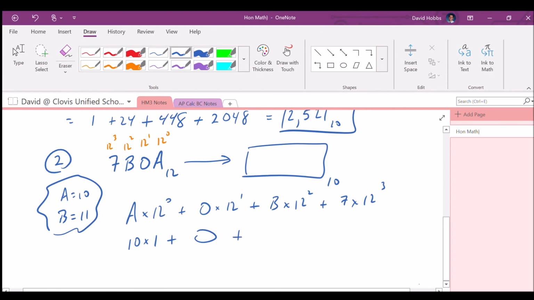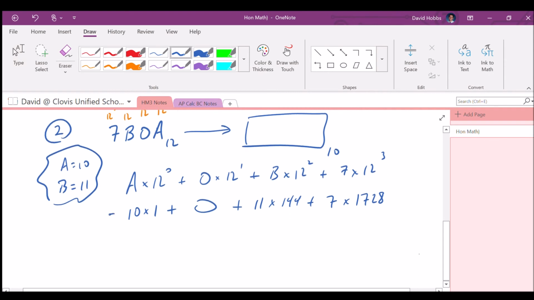What is B really? B is 11. Times, and what's 12 squared? Well, it's 144. And 7 times 12 to the third? Okay, well, it's 7 times, and 12 to the third is 1728. Okay, so we've got 10 plus 0, you don't have to write the plus 0, plus 11 times 144. Like I said, a little calculator is helpful.